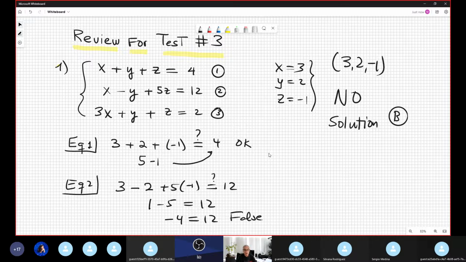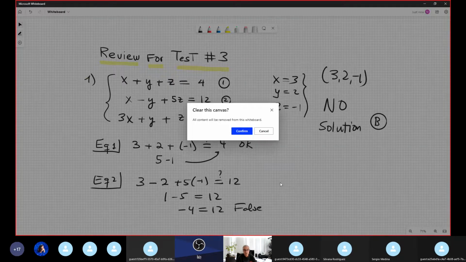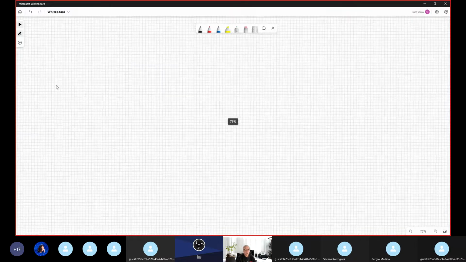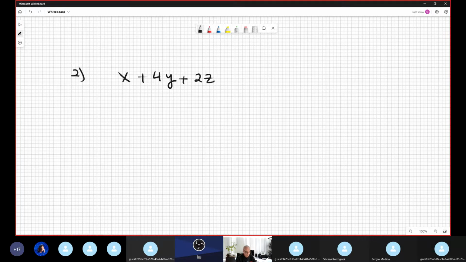Okay. Now, let's move on to question 2. Question 2 is super easy. Look, x plus 4y plus 2z equals 3. This is my first equation. 5y plus 3z equals 4. My second equation. And the last equation is z equals -2.